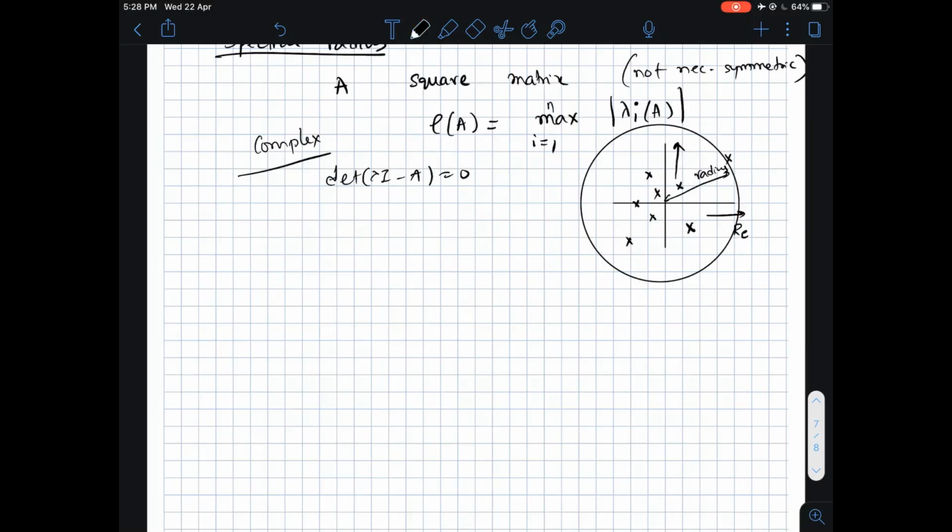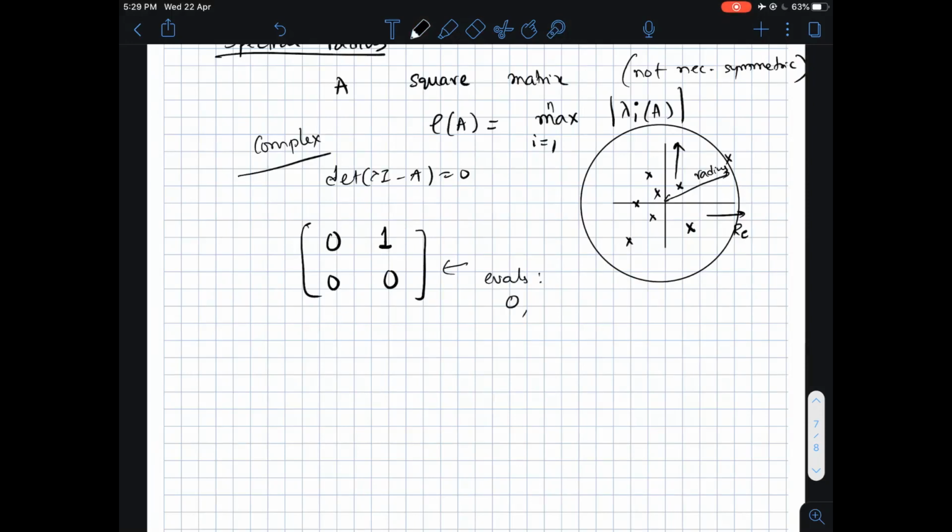Okay, the spectral radius is not a norm. Right? For example, you can have a matrix that has 0 spectral radius. For example, let's take a 2 cross 2 triangular matrix with 0 on the diagonals and 1 in the upper diagonal, something like this. This is a matrix that is upper triangular, 0 on the diagonals and 1. And this matrix is not a 0 matrix, right? It's definitely a non-zero matrix.